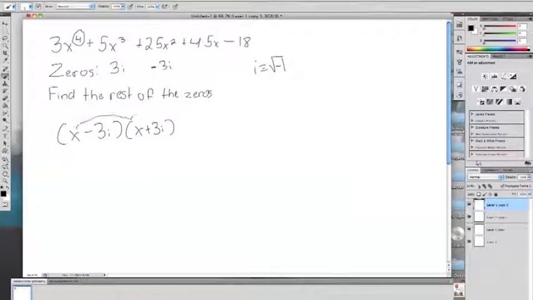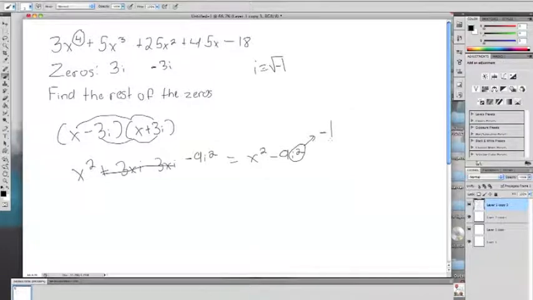And just basically distribute them, or use FOIL, whichever one floats your boat. These two cancel out and we're left with 9i squared. i squared becomes negative 1. So that'll give us, and if you simplify that, you'll get x squared plus 9.